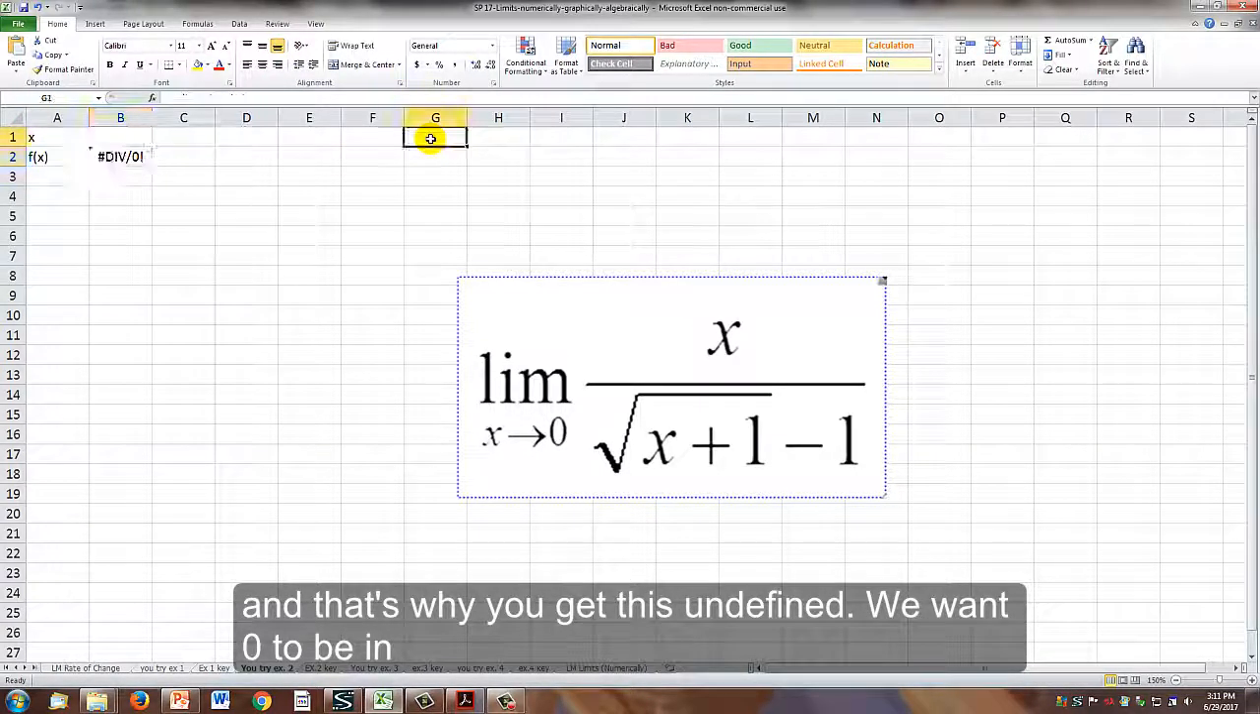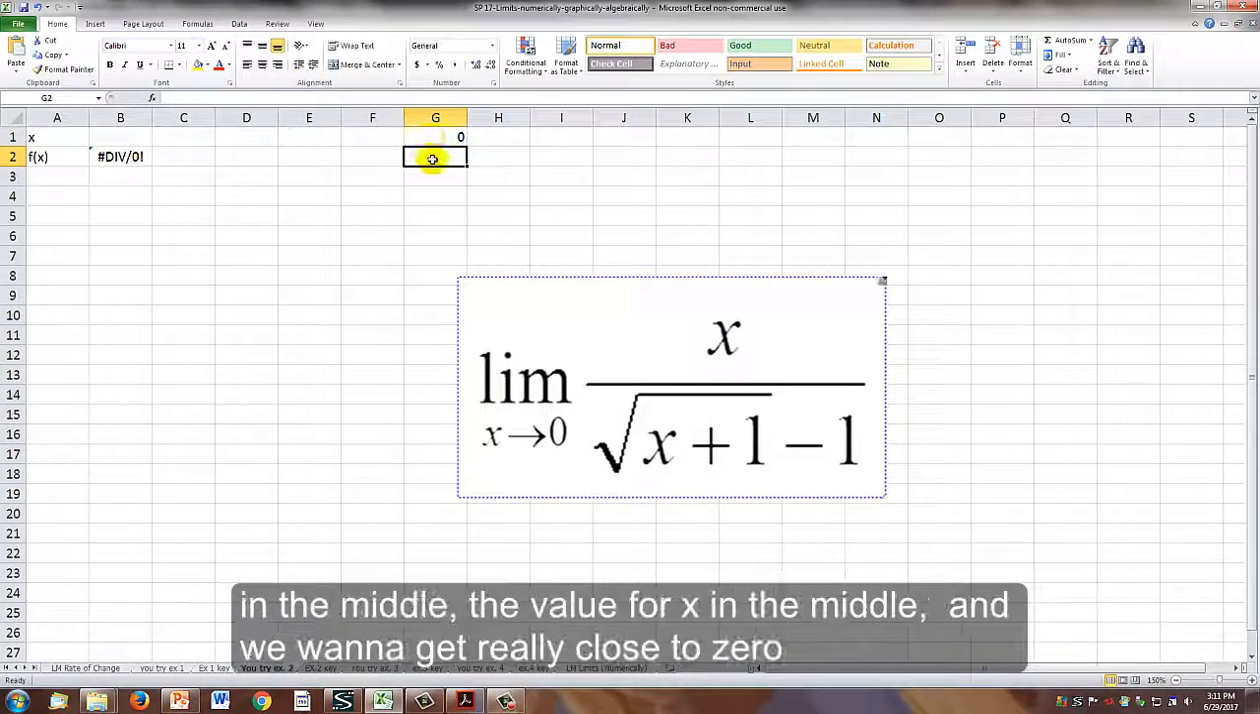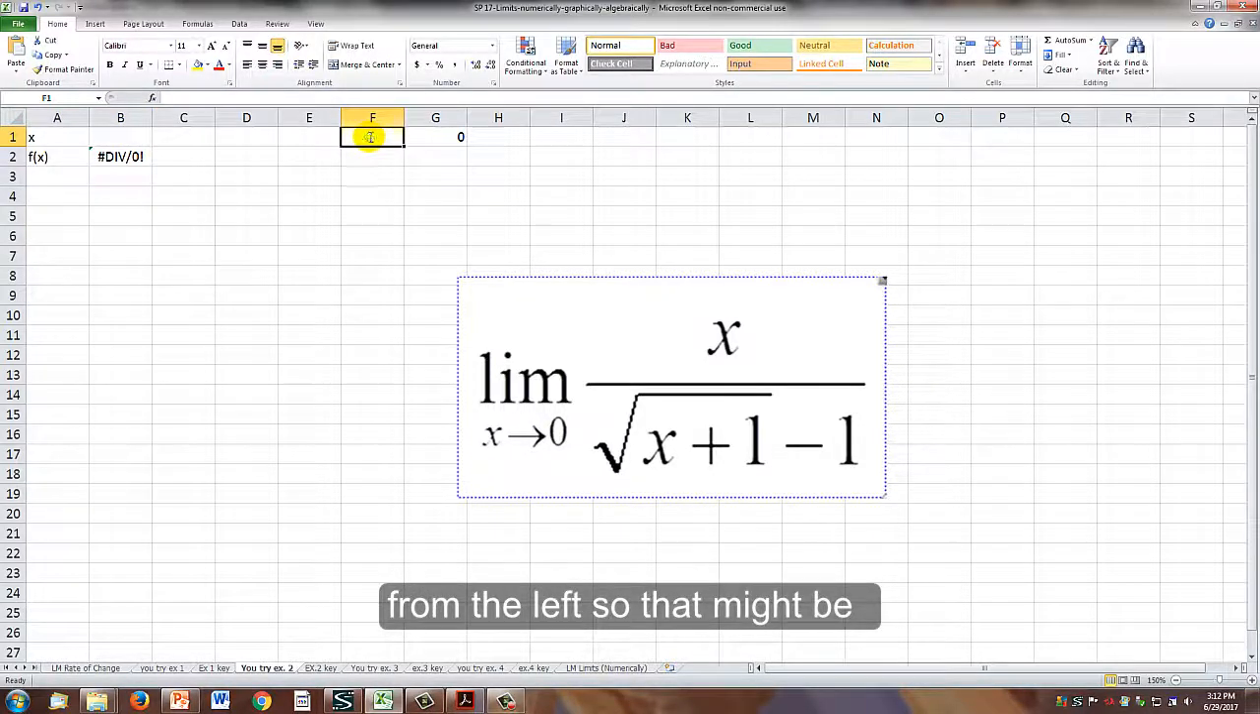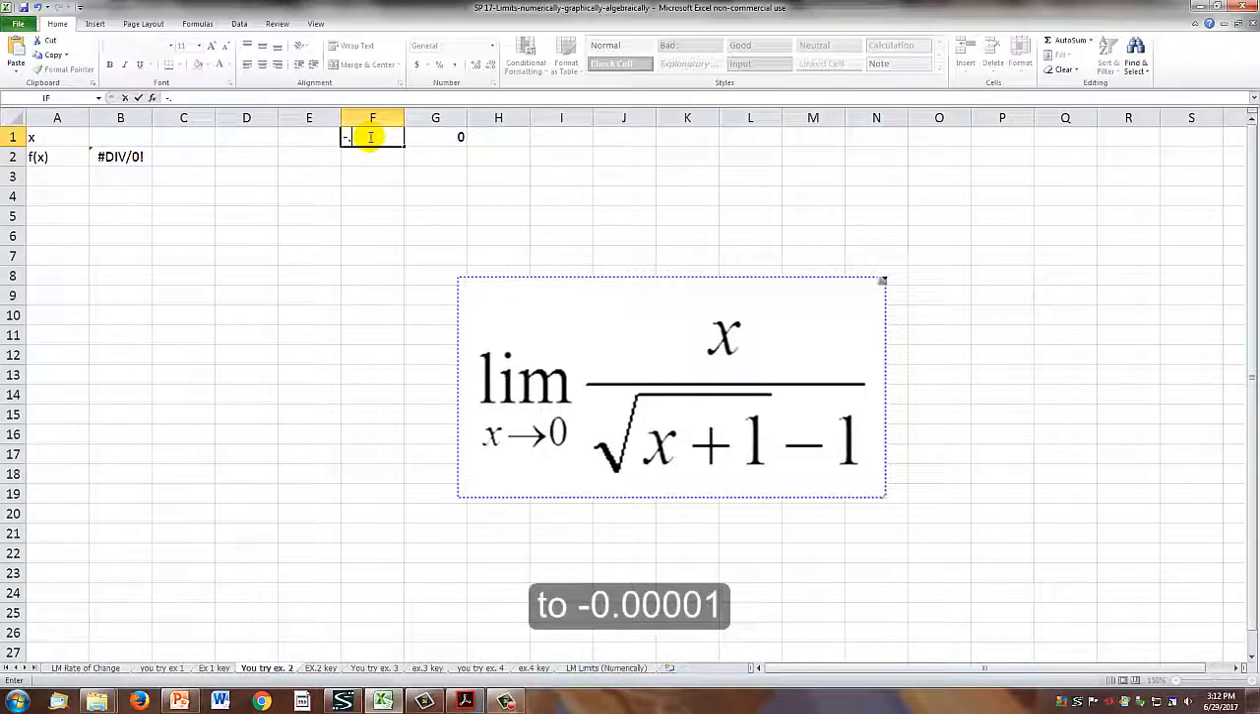We want 0 to be in the middle, the value for x in the middle, and we want to get really close to 0 from the left, so that might be something like negative 0.00001.